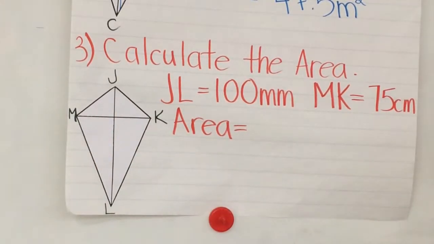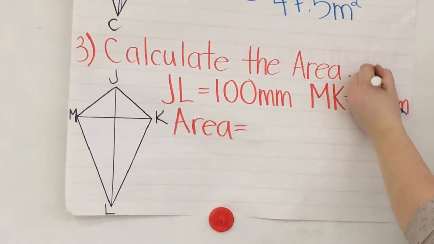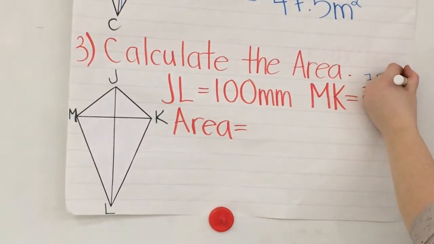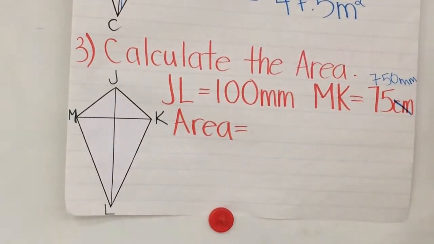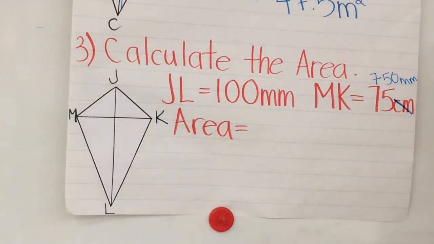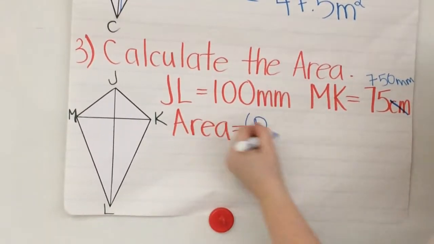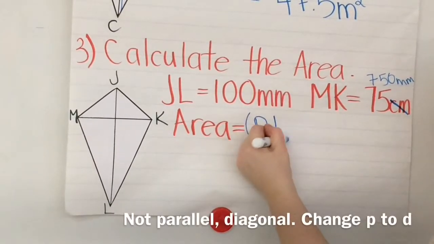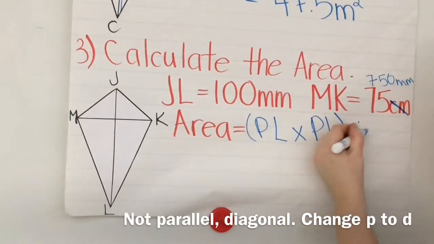Right away I'm going to change that to millimeters because I know my chart of metrics, and I'm just going to write 750 because I add a 0 when I go to the right. And now that my units are in check, I can go ahead and calculate my area. So I know that my area is parallel length multiplied by parallel length divided by 2.